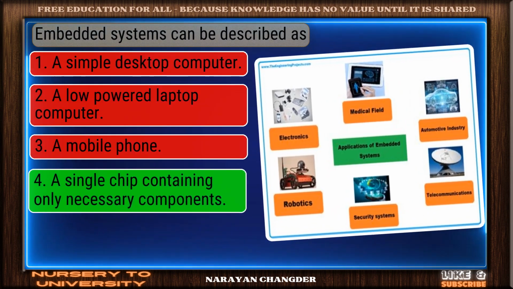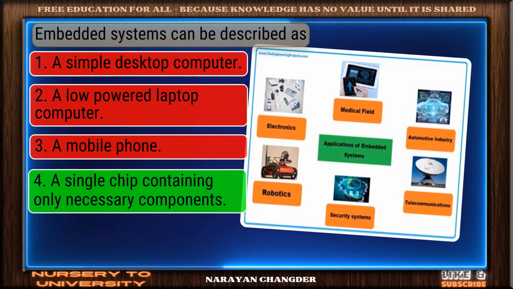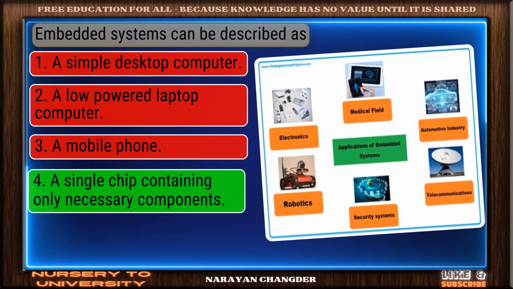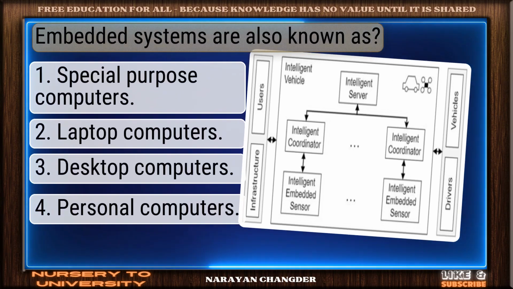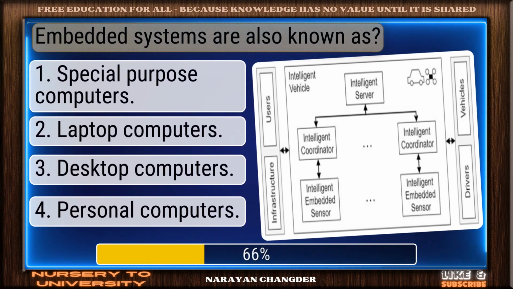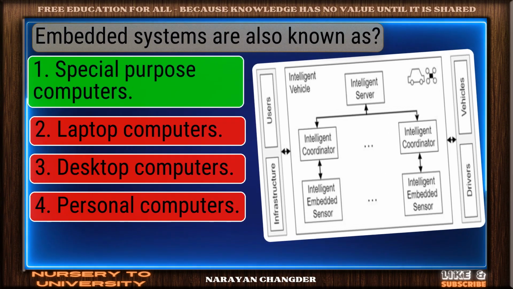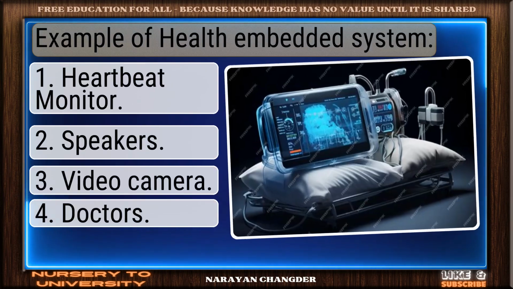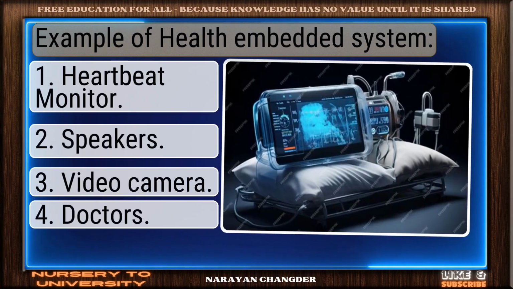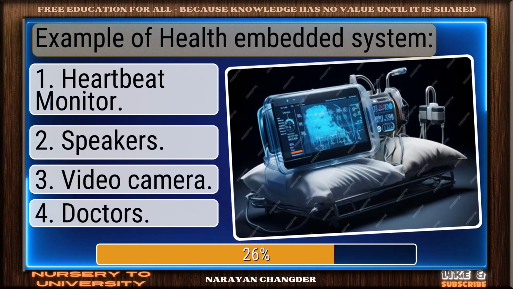Well reasoned. A single chip containing only necessary components is the correct choice. Question number 61. Embedded systems are also known as. Nice work. You chose special purpose computers and it is correct. Question number 62. Example of health embedded system.